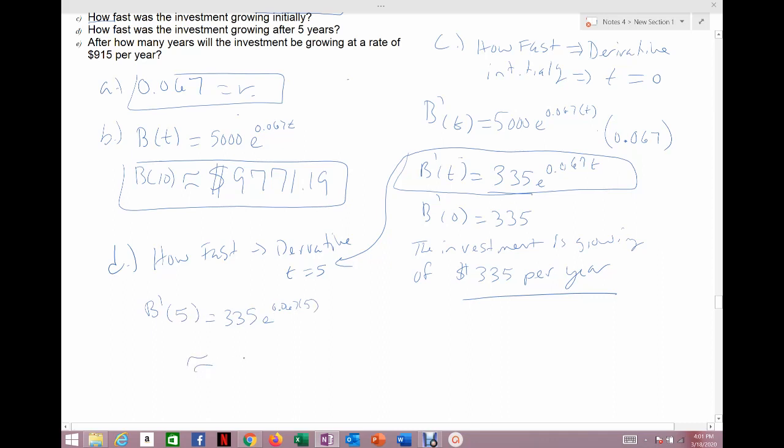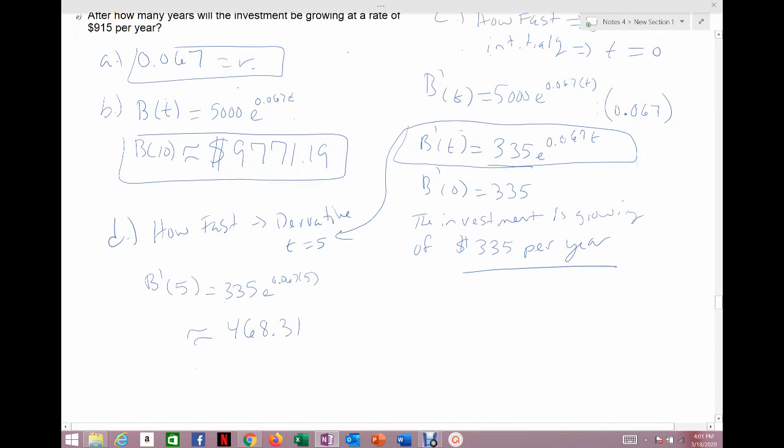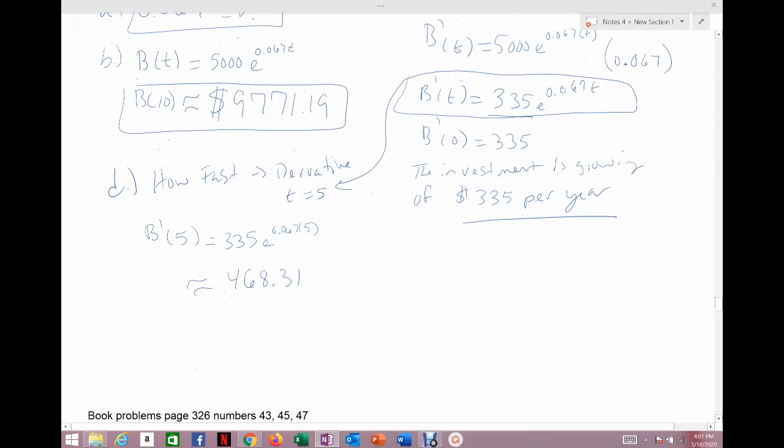All right, it comes out to 468.31. It should make sense. It's going to have a bigger rate of growth because we've got more money in there, right? Every year that goes by, we're going to be growing faster, because the more money we have, the faster my money will grow. Money makes money. And so it's bigger than when we started out. 5 years later, it's growing at a bigger rate.